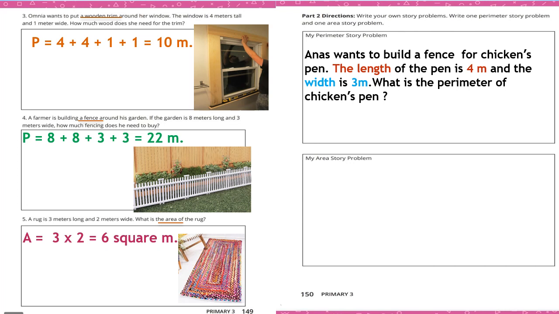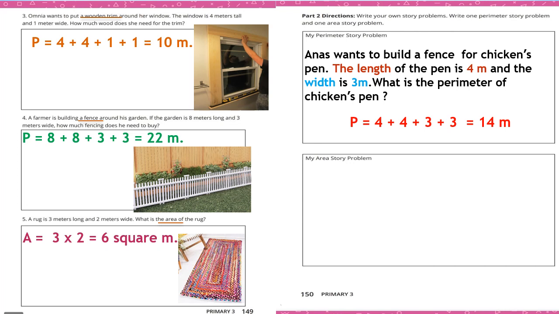So it's in the shape of a rectangle, we have a long side and a short side. The perimeter of a rectangle equals length plus width plus length plus width. 4 plus 4 plus 3 plus 3. 4 plus 4 is 8, 3 plus 3 is 6, 6 plus 8 is 14 meters.